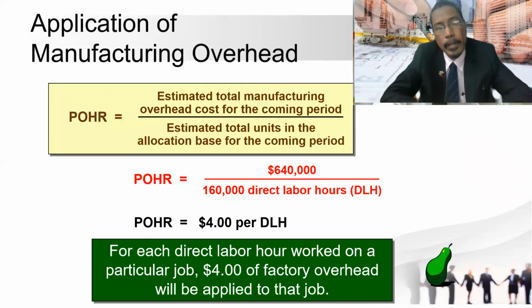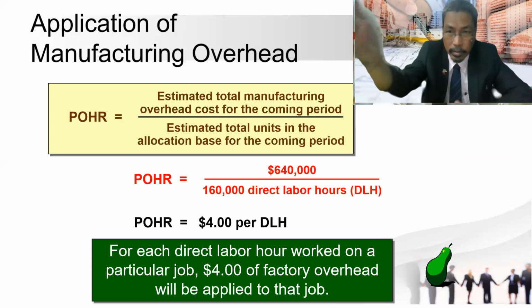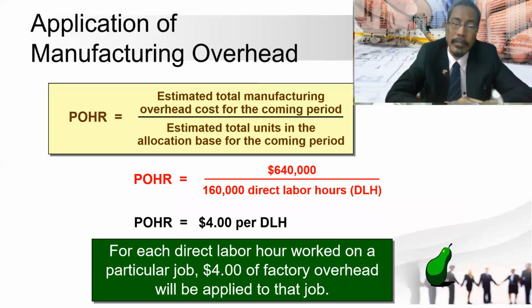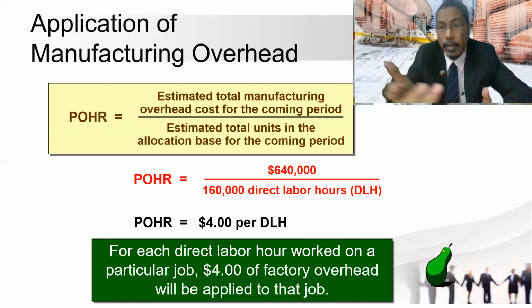Application of manufacturing overhead, continued. POHR again is equal to estimated total manufacturing overhead cost for the coming period. For the coming period, you don't have the actual data because it is in the future. Divide by estimated total units in the allocation base for the coming period. Also for the coming period, you don't know yet how many units are going to be manufactured.